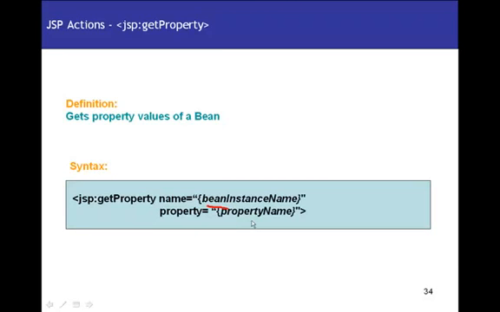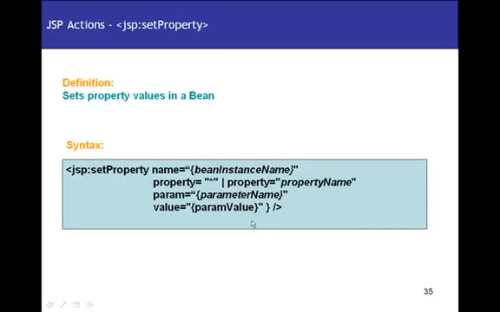In a similar manner, there could be a need where I want to set the property values in my JSP page, so that I can use the property values in this bean again at some other later point of time. How can I do that? I can do that using the JSP setProperty action. Similar to JSP getProperty, this sets the property values in a bean, and the getProperty and setProperty actions are used in conjunction with the JSP useBean action. So whenever you use the JSP useBean, you have the getProperty or setProperty actions, right?